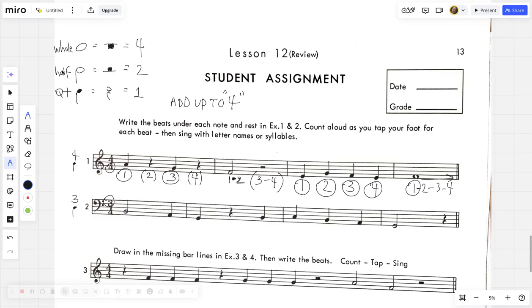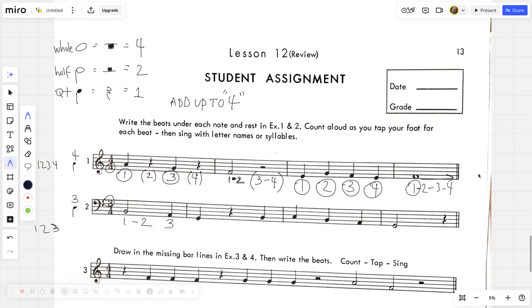Because look, here's a half note. Still receives 2. 1 dash 2. Right? And here comes a quarter note. It receives 1 beat. It has to be beat 3 because in a 3-4 measure, you only have 3 beats. So you have to use a 1, 2, and a 3. In contrast with 4-4, 1, 2, 3, 4.